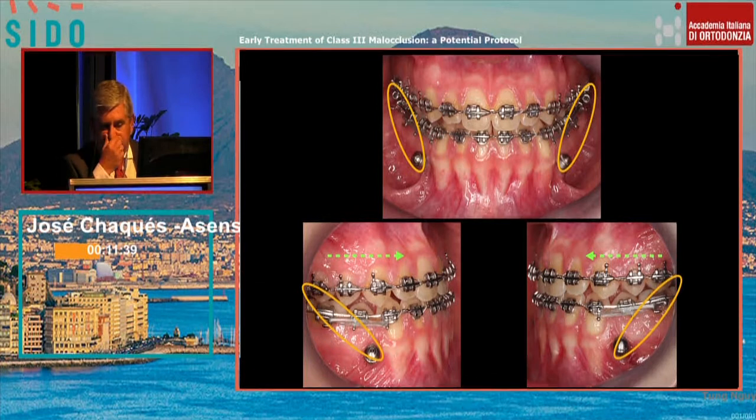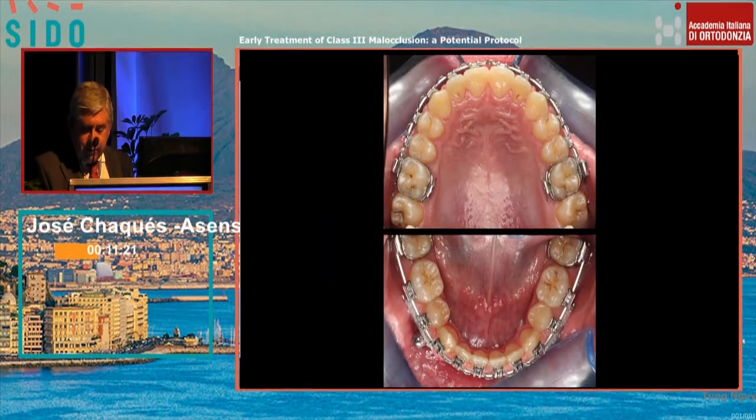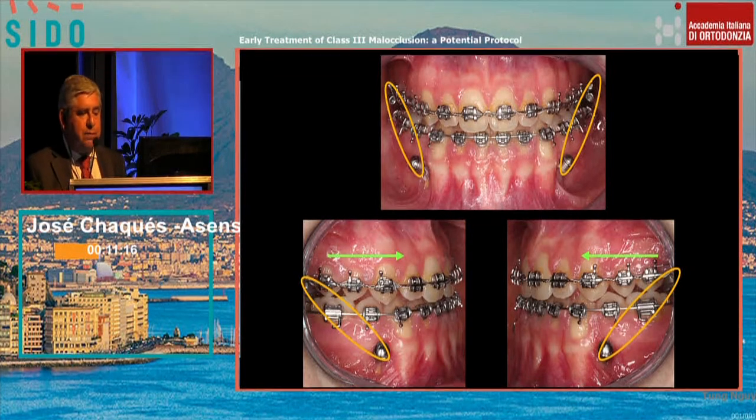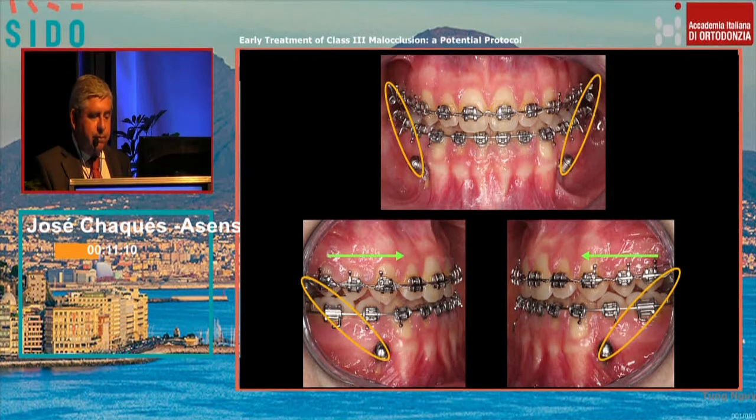So here we are pretty much closing the lower spaces. I decided to use 2 mini screws in the lower arch in order to run class 3 elastics, not from mini screws in the upper, just from the molars in the upper arch, just to maximize the forward movement of the maxillary arch while I was doing a space closure. Close to the end, the spaces are closed. I'm still running the class 3 elastics to the mini screws in the lower arch.